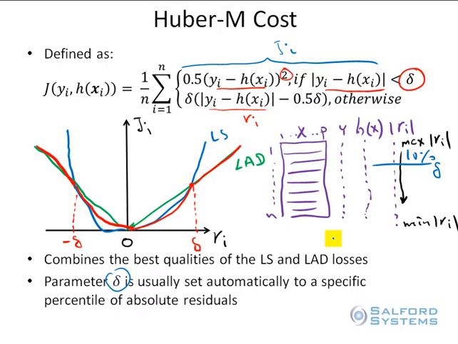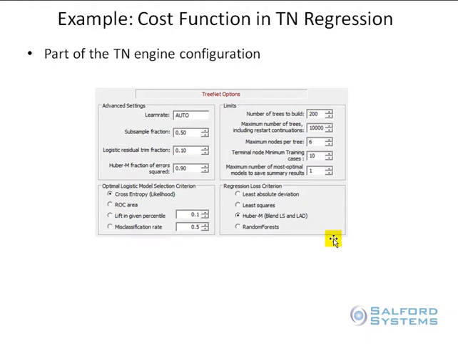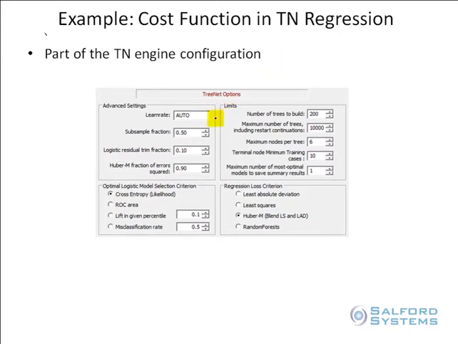Okay, so what we see, we introduced 3 different loss functions: least squares, LAD, and Huber-M. And in the next slide, I'm going to show an example of the usage of such losses. Now, specifically, here is a screenshot coming from TreeNet regression. TreeNet is a Salford implementation of stochastic gradient boosting based on the original Jerome Friedman's algorithm. So here's an example of a cost function in TreeNet regression. And this is part of the TreeNet engine configuration.